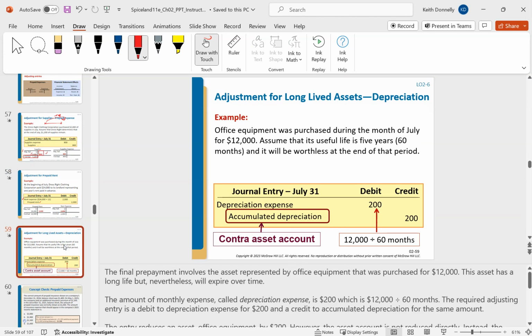The next one here is depreciation. The idea with this is when you buy an asset, you do not immediately expense it. Instead, you have to capitalize it, put it on the balance sheet. So like debit machine, credit cash, or whatever it is you pay for it.